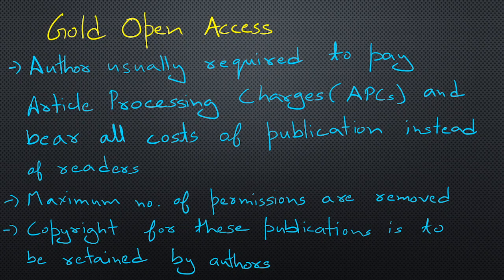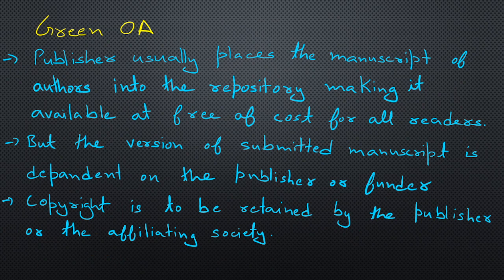So in Gold Open Access, readers can access the publications free of cost, but the author has to pay the article processing charges and other cost of publications. In these types of publications, maximum number of permissions are removed and the copyrights of these publications remained with the author. Now we'll look at Green Open Access.